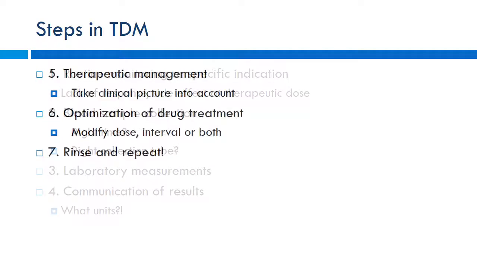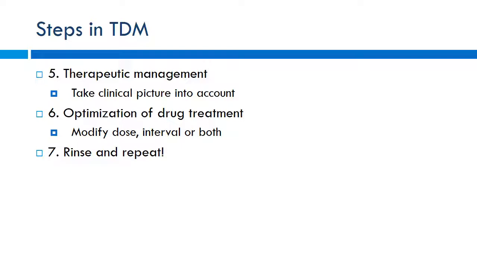Anywho. Okay, so once we have our levels back, we will look at the therapeutic management. We'll take the clinical picture into account. And again, if our target level is 15 to 20 and the level comes back at 21, and the patient looks like they're getting better, they're doing well, they're not having any toxicity, do I need to mess with that?